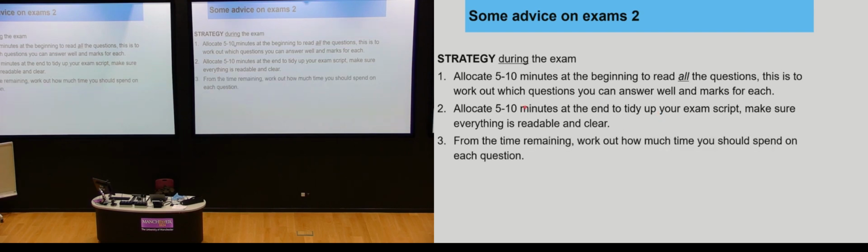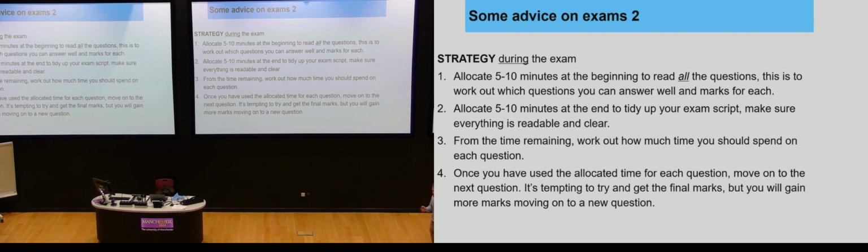So, you've got 5 to 10 minutes at the beginning to read all the questions, and 5 to 10 minutes at the end to tidy everything up. So from the time remaining, now you can work out how much time you should spend on each question. If, for example, you have 4 questions to answer in a 2-hour exam, 2 hours is 120 minutes. You've got 10 minutes at the beginning, 10 minutes at the end, so that's 20 minutes allocated for reading and tidying up. That leaves 100 minutes for 4 questions. That's 25 minutes per question. Okay? That's easy structuring of your time.